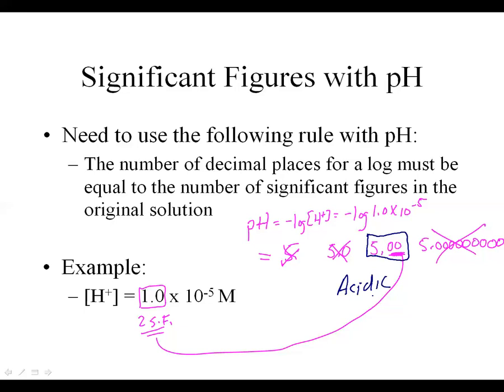Yeah, so the rule, again, is not significant figures to significant figures when you're going from concentration to pH or backwards. It's significant figures to decimal places. So the H plus concentration has two significant figures. What that relates to in terms of our pH is not two significant figures, but two decimal places.